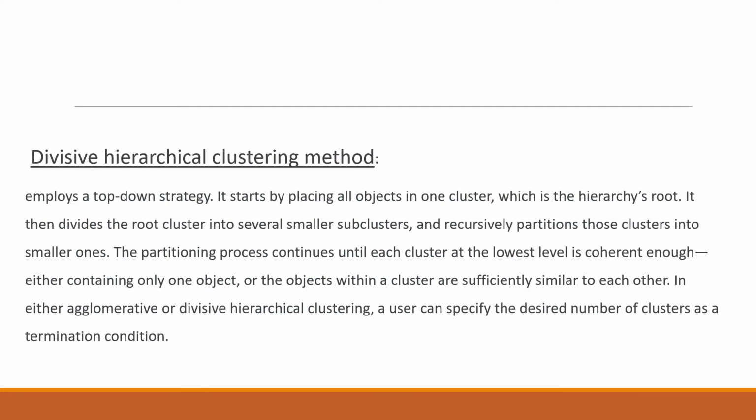It is quite opposite to agglomerative as it employs a top-down strategy. It starts by placing all objects in one cluster, which is the hierarchy's root. It then divides the root into several smaller subclusters and recursively partitions those clusters into smaller ones. The partitioning process continues until each cluster at the lowest level is coherent enough, either containing only one object or the objects within the cluster are sufficiently similar to each other. In either agglomerative or divisive, a user can specify the desired number of clusters as the termination condition.